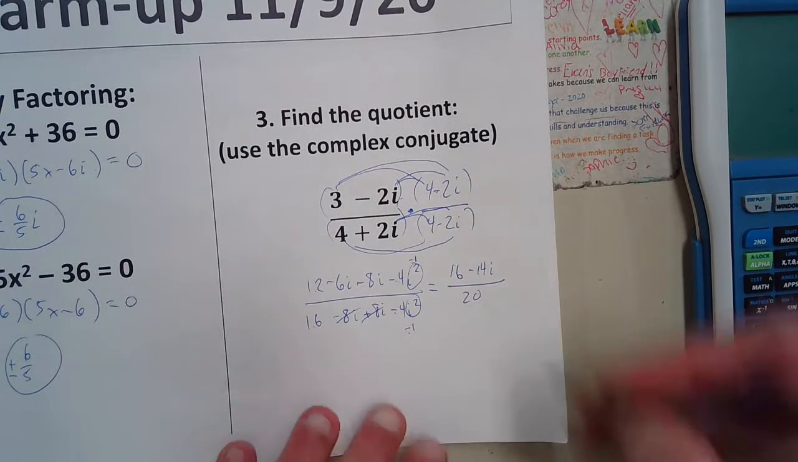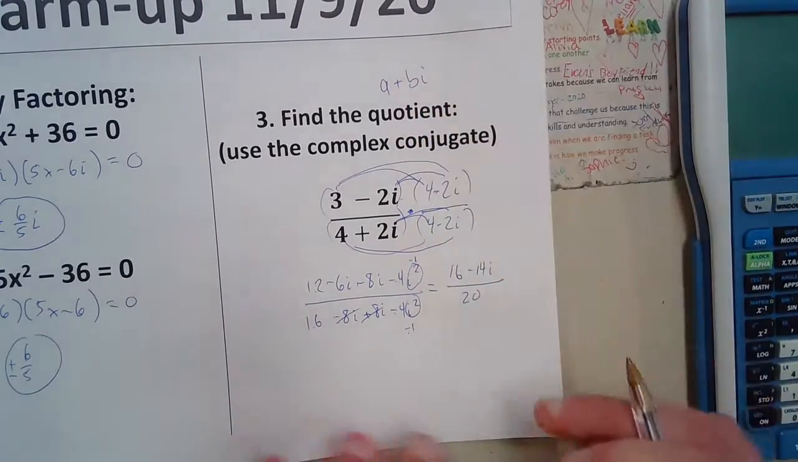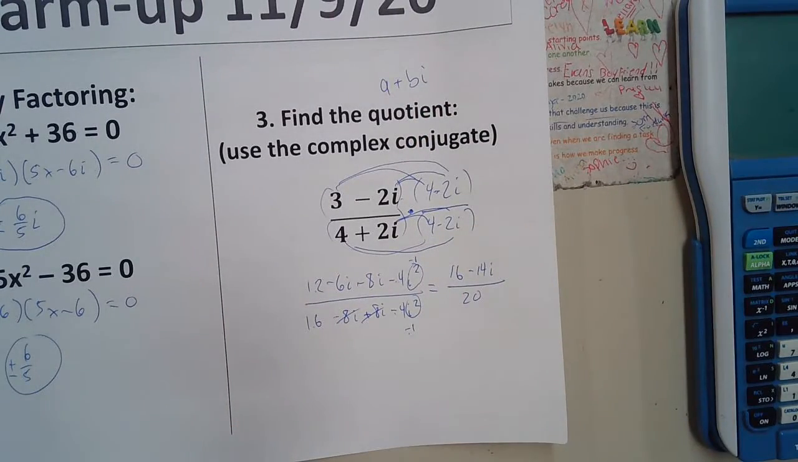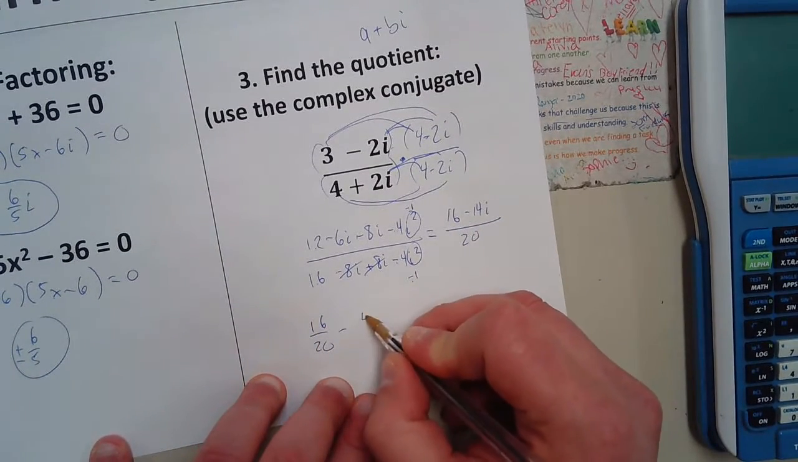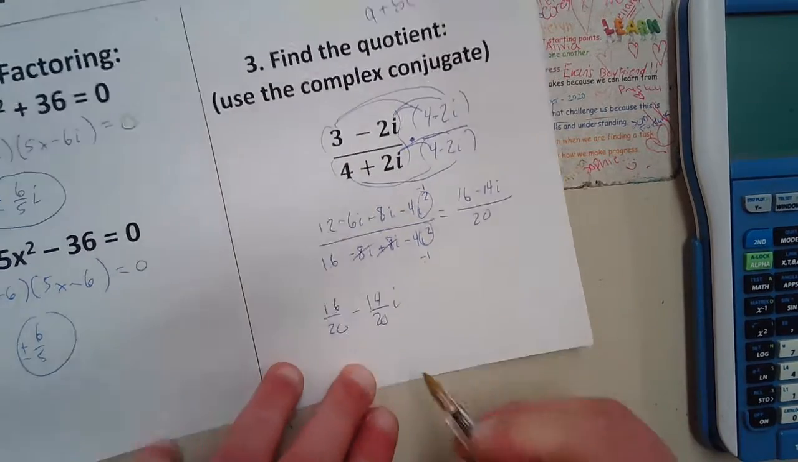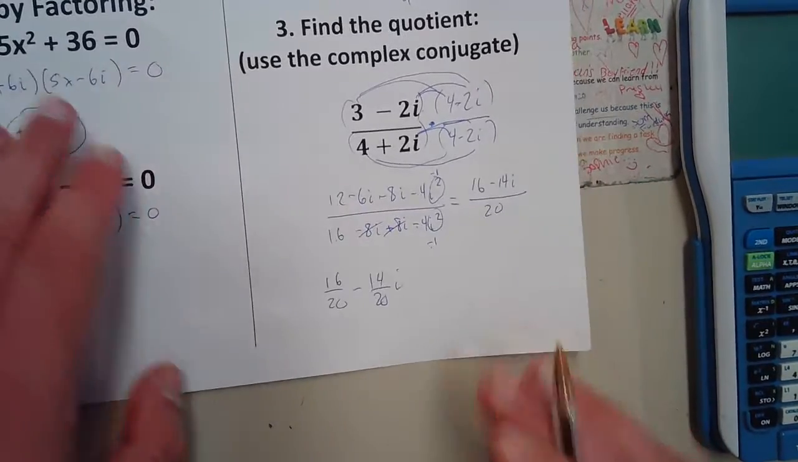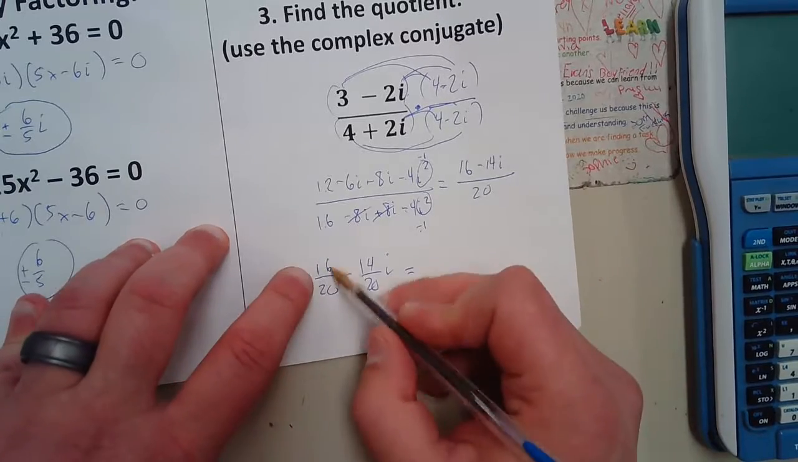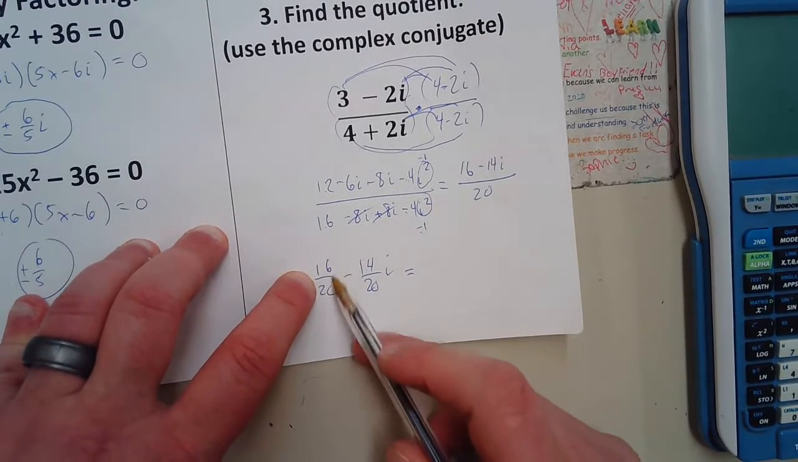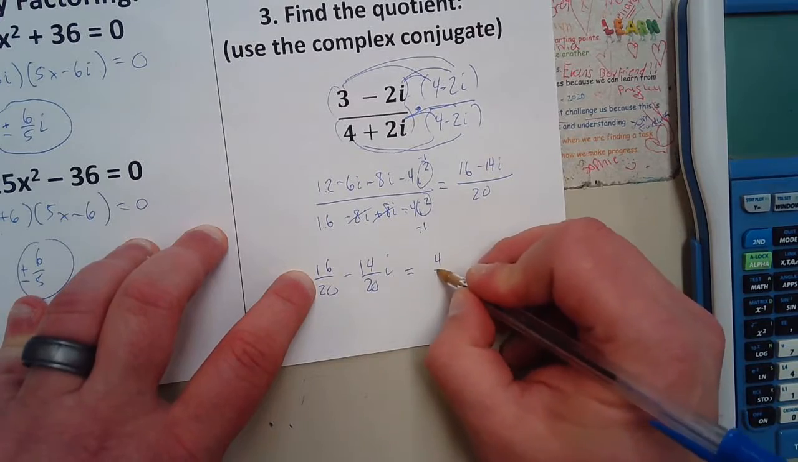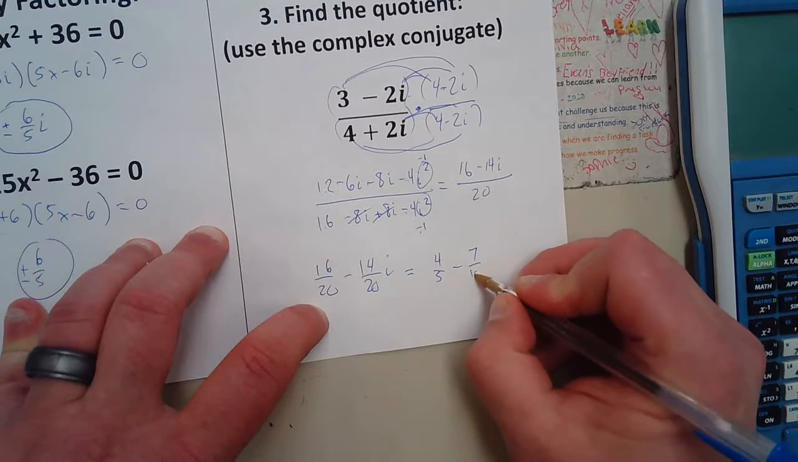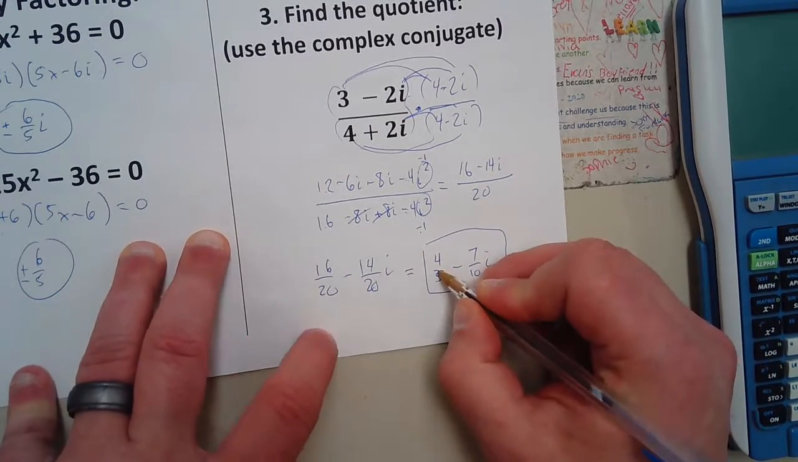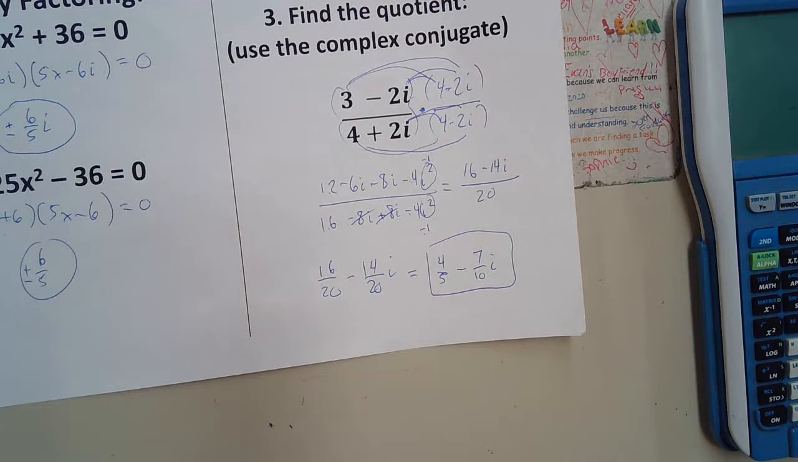And we always want to write this in that a plus bi format, so we really want to break it up into the real part and the imaginary part. So really it's 16/20 minus 14/20 i. And then both those can be simplified a little bit. So your official final answer: these are both divisible by 4, so that's going to be 4/5. These are both divisible by 2, so that's going to be 7/10. And there we go. So we get ourselves to our answer there. Okay, those ones take some work. They take a little bit of time to get them all figured out.